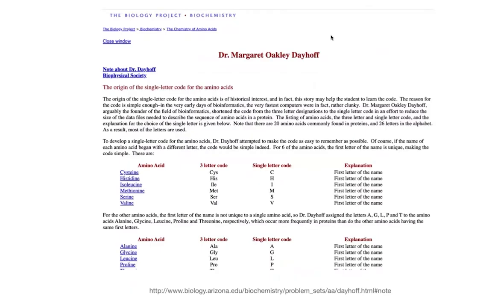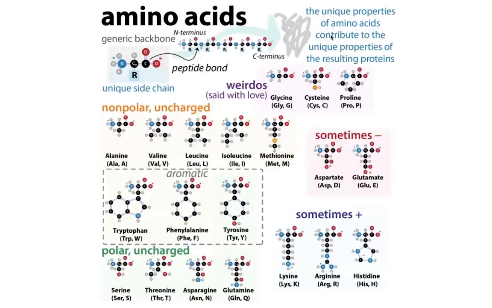For the codes in the first place, we have Dr. Margaret Oakley Dayhoff to thank. She is considered the founder of the field of bioinformatics, and she shortened these names so that the computers could deal with them more readily. And so we have her to thank for these, and you can go learn about her more at this link that I'll provide. Let's get into some of these names, and then we'll get into the properties.